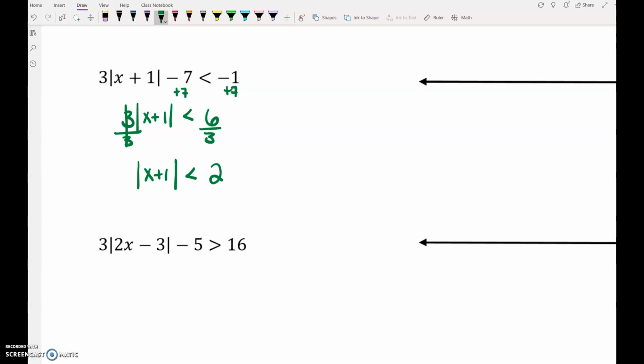Once you get the absolute value by itself, think about how should we set this up. This is a less than, so this is an and inequality. That's the 3-part inequality. Negative 2 less than x plus 1 less than positive 2. Solve that 3-part inequality and then graph your solution.